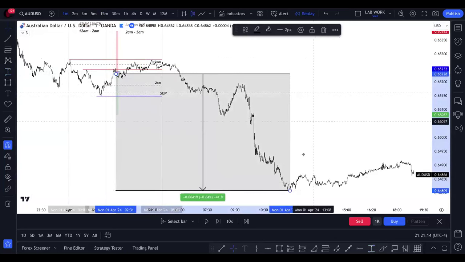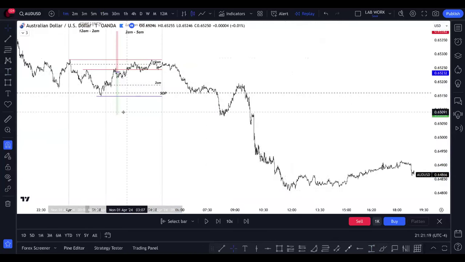Basically, a 2-to-1 right here, 2 and change that you were looking at. So it's 15 pips. Another 15 pips would be that 2-to-1. And then we had a little more. But look at the whole idea and where we started from.